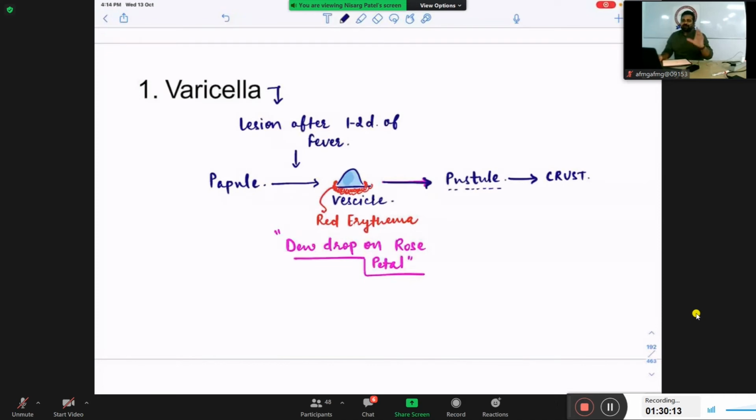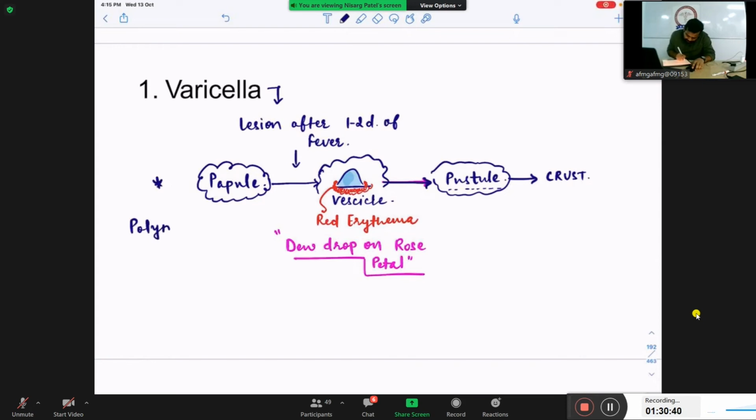So if I take one patient of varicella, on his face, I will notice that he is having a papule. On his back, right now, he is having a vesicle, right? And some area will have the pustule. So in a single patient, I can see many types of lesions. So this is known as a polymorphic rash disease.